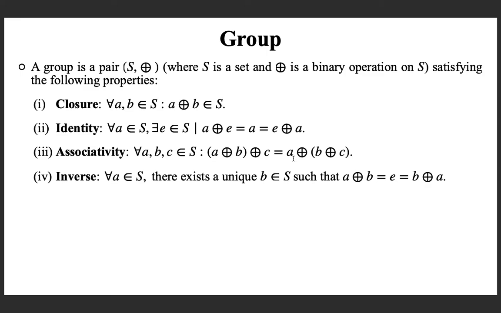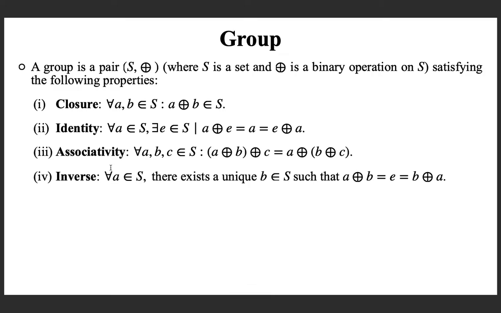And now the fourth property is inverse. That is, for all elements A, there must be an inverse. What is the inverse? If you apply that operation with the inverse on A, you will get the identity element as result. That is, there exists a unique inverse B for every A such that when you operate A and B, you will get the identity element. And it doesn't matter in what order you perform that operation. Either A operated with B or B operated with A, you will get back the identity element as the result. Okay. So this is inverse.